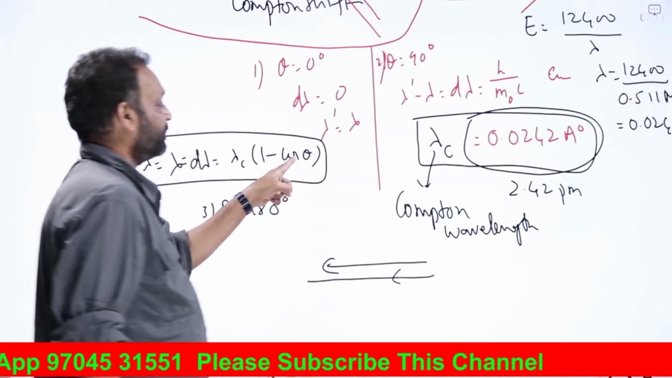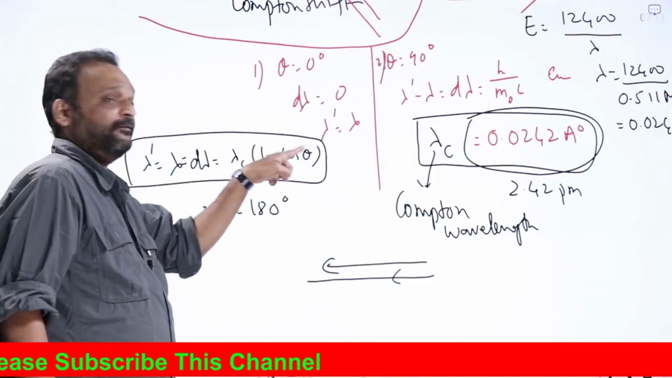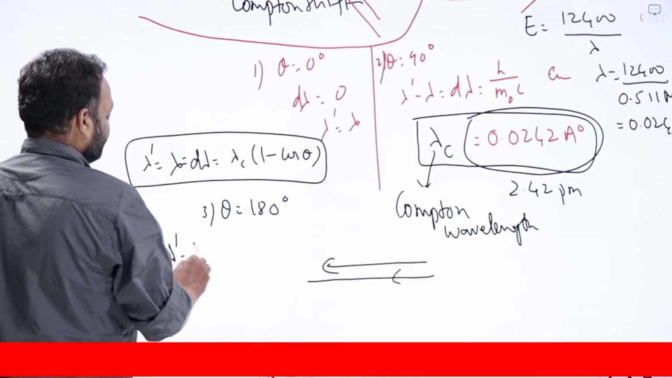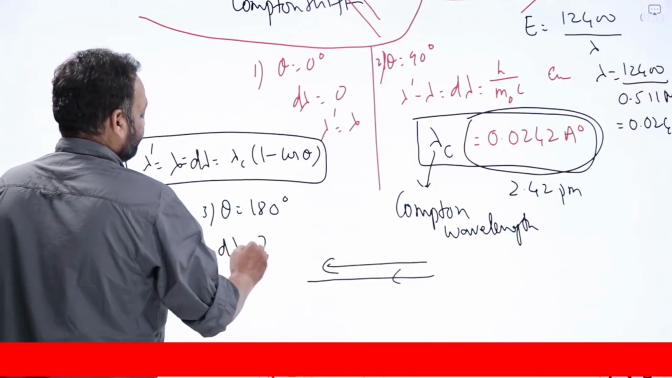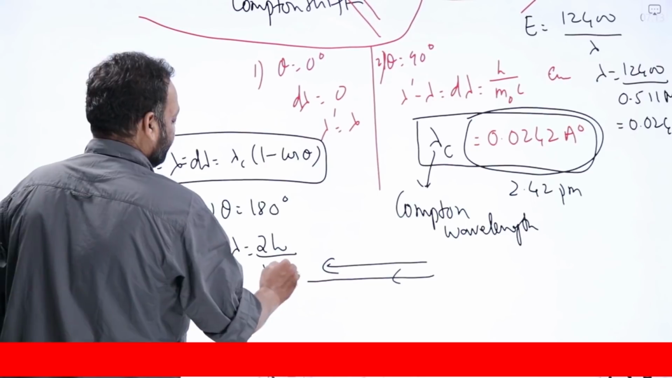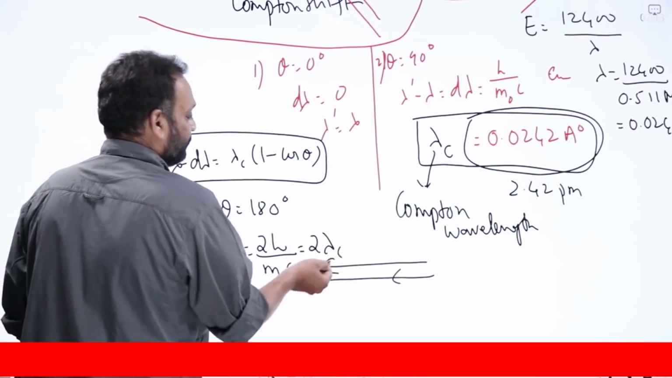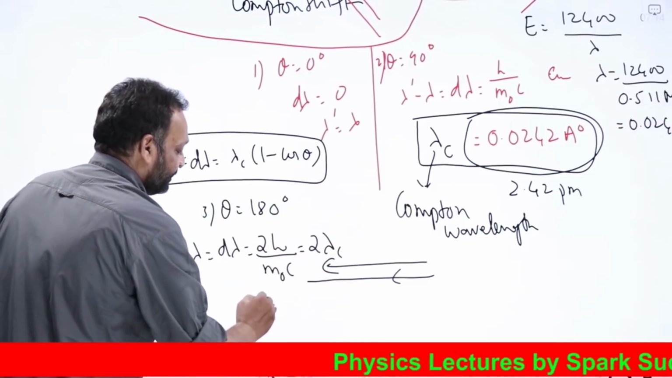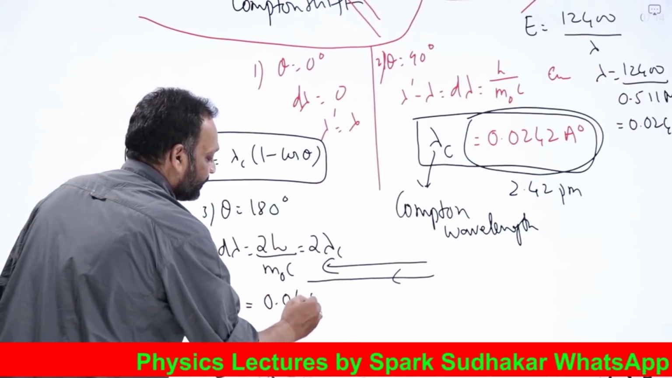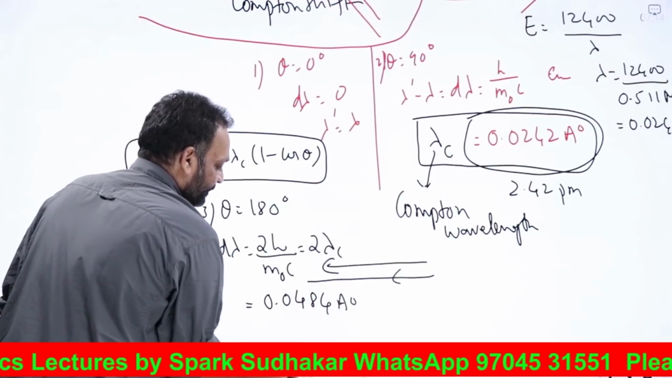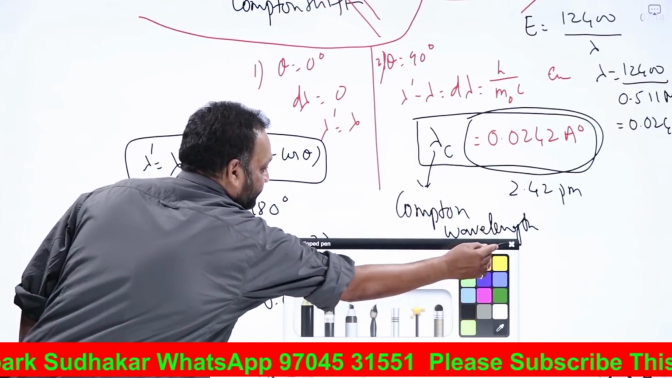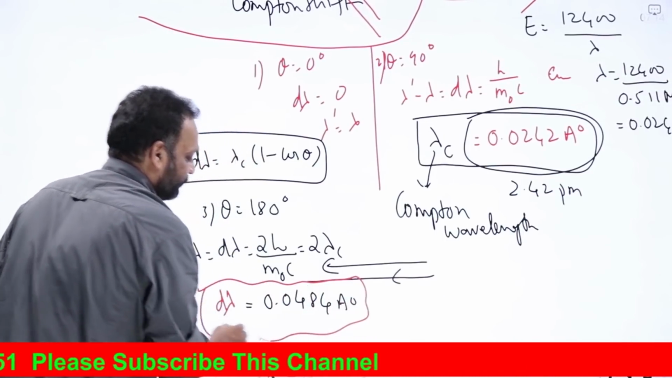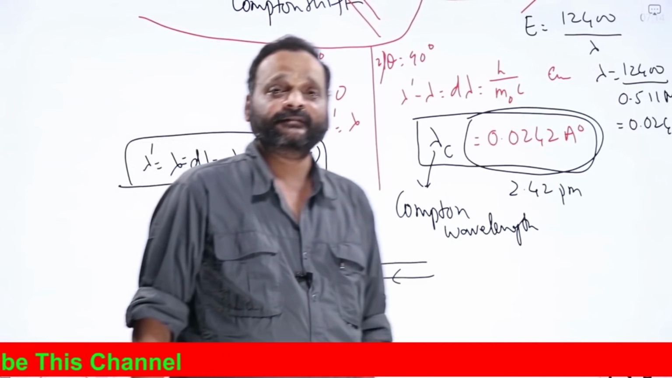Cos theta equals how much? Cos 180 is minus 1, so 1 minus of minus 1 is 2, and it will be equal to 2 lambda c. That is, lambda dash minus lambda equals d lambda equals 2h by m naught c, or 2 lambda c. How much is lambda c? 0.0242 angstroms. So 2h by m naught c is 0.0484 angstroms. This is the maximum possible Compton shift, remember. d lambda equal to 0.0484 angstroms is the maximum possible change in wavelength in the Compton effect.